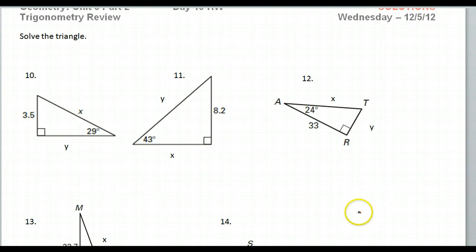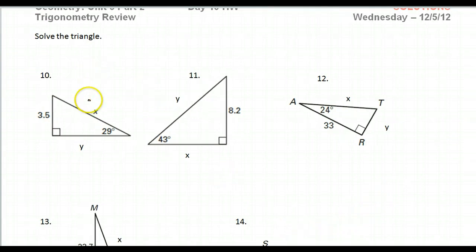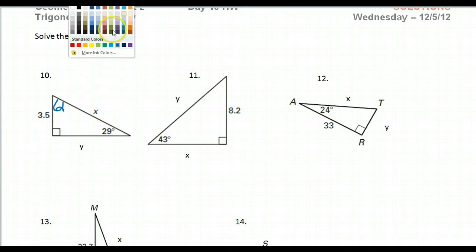Now we need to solve the triangle. Remember that solving the triangle means finding all the unknown sides and the unknown angles. So if I'm going to find x and y, first let me get this out of the way. We should be able to find this angle right here by doing 90 minus 29. Never forget that. So that's going to be 61 degrees. But back to the normal stuff.